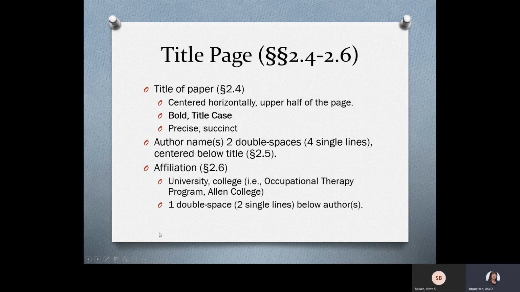All right, so the first section of the paper is the title page. It's covered in quite a few sections of the APA manual in chapter 2. And the very first thing on the title page is going to be the title of the paper. And it should be centered horizontally in the upper half of the page.